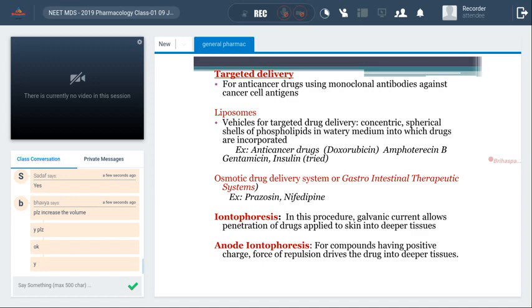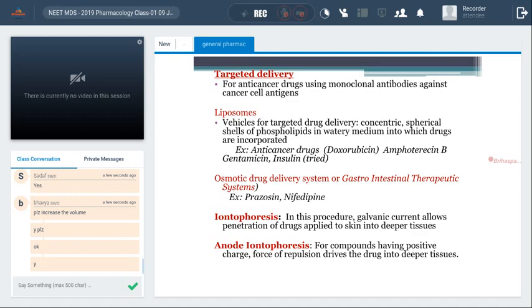Say, for example, fungal infection of the brain, that is fungal encephalitis. It's not easy to treat. It's a very difficult thing. So I can try targeted delivery of amphotericin B to the brain. That is called targeted delivery. I hope you got some idea about targeted delivery. Insulin is being tried, but it's at a very primitive stage of trial. Then we have osmotic drug delivery systems, or gastrointestinal therapeutic systems, where the drug is delivered directly into the GIT. Examples under this are prazosin and nifedipine. It's also in the research phase.